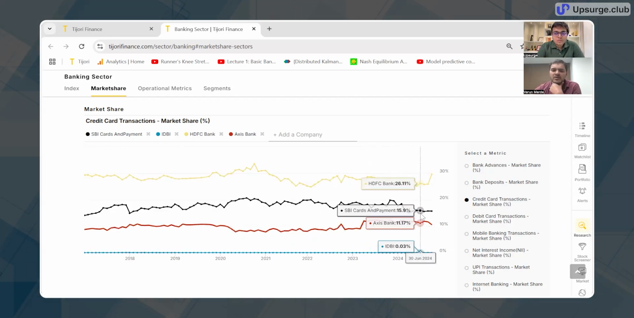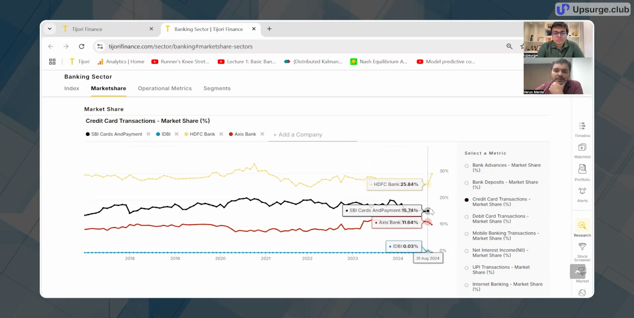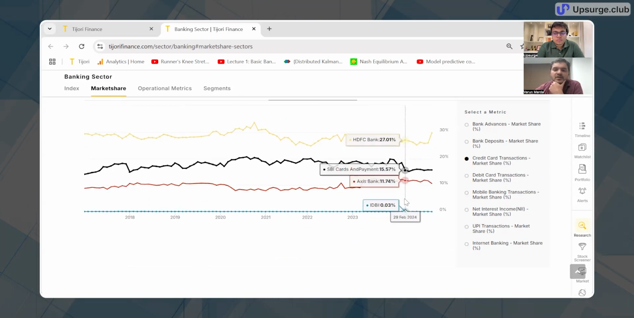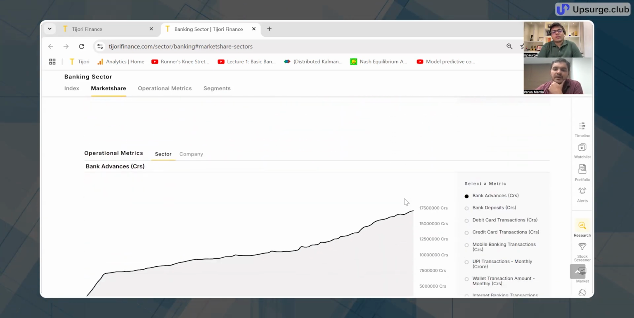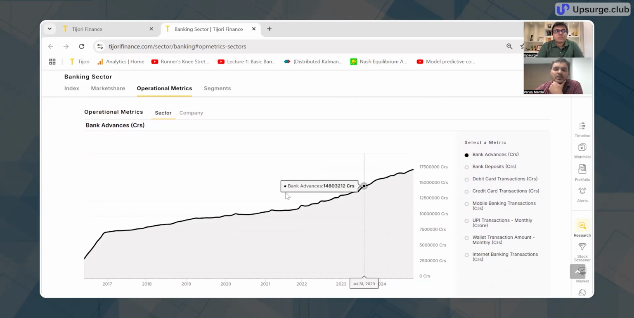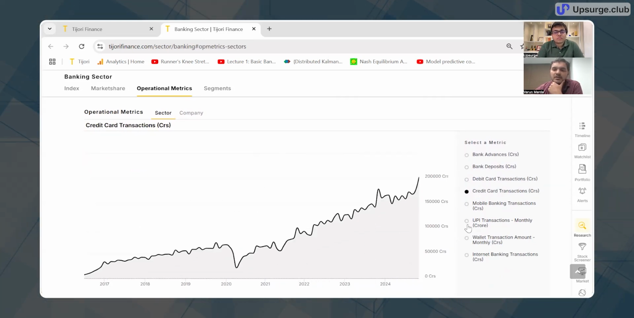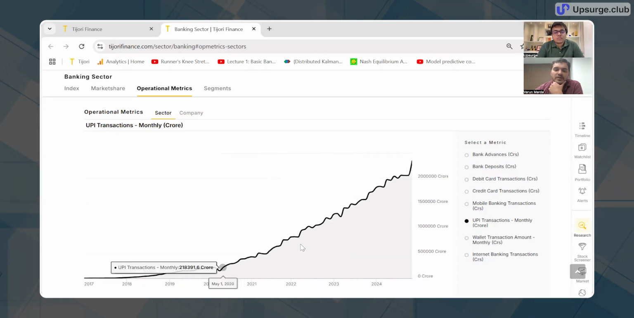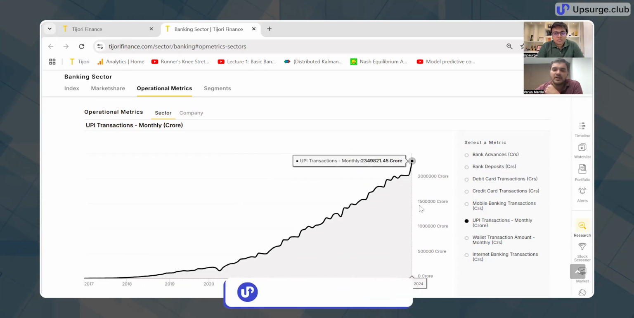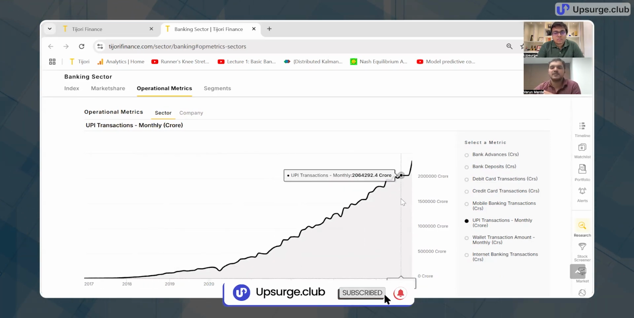I think they bought some entity, but it basically gives you an overall sense of how the sector is doing. If you want to see how bank loans are going up in the sector, how credit card usage is going up, how UPI usage has skyrocketed, everything is there in one place in the sector screen.